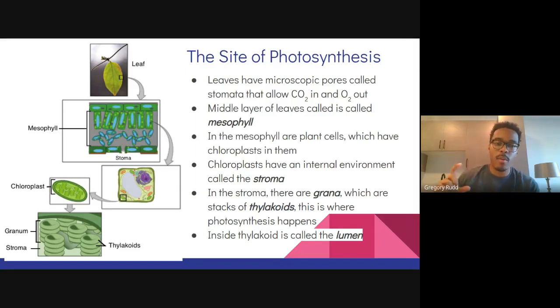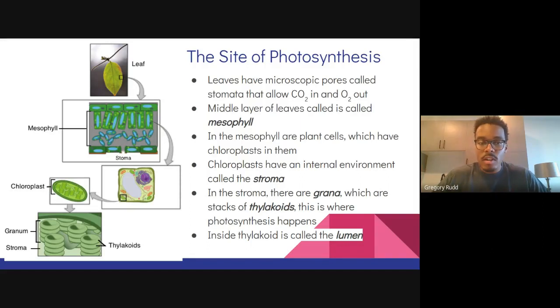So we're zooming in further. Now we have zoomed into the mesophyll. We're zooming in further into a specific type of plant cell, and even further to look at a chloroplast inside of a plant cell. And as you can imagine, as we zoom in, we're also increasing the amount of things there are. So within one leaf, there are a lot of stomata, a lot of those pores. And inside a single stomata, there would be a lot of plant cells. Inside a single plant cell, there would be several chloroplasts.